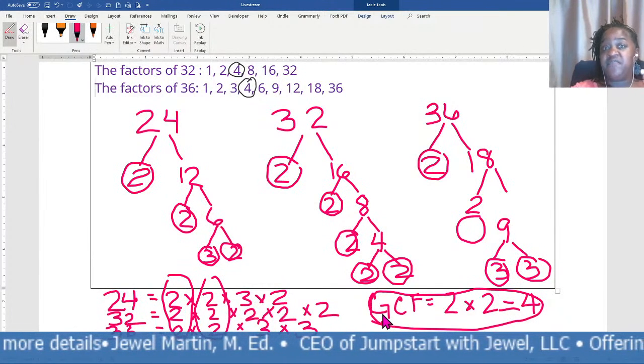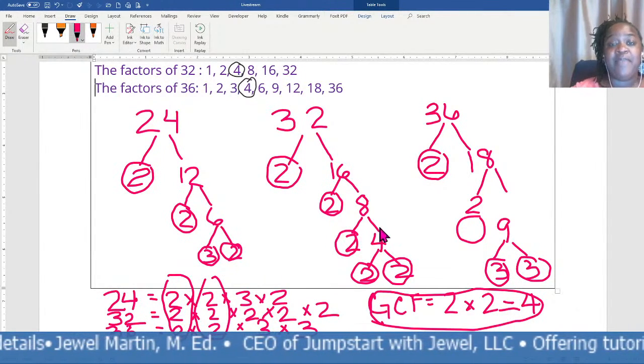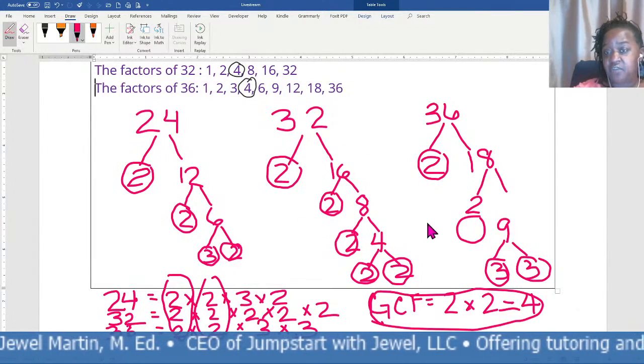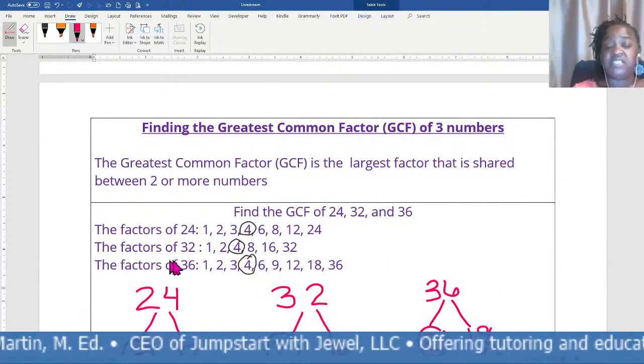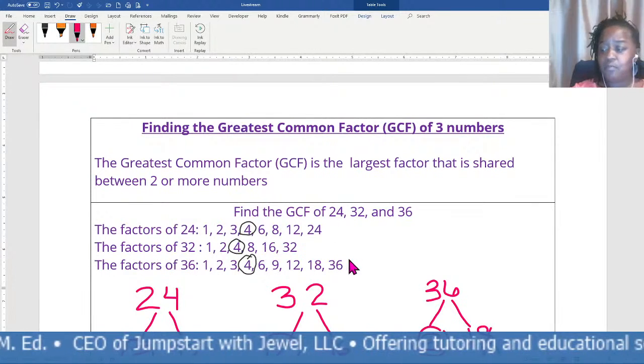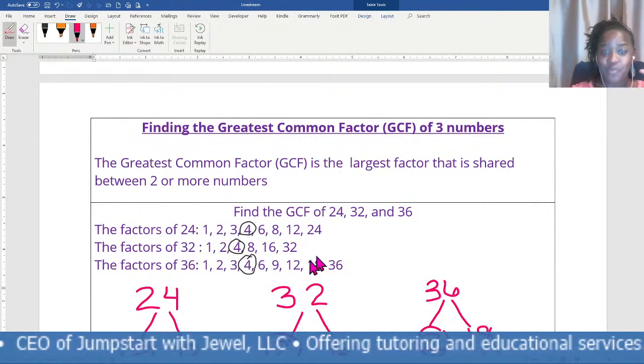So again, if the numbers are larger, it may be better for you to do a factor tree. Or if not, if it's easier for you to list them, you can go ahead and list them. You can do either one, okay?